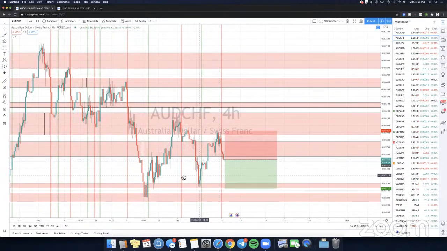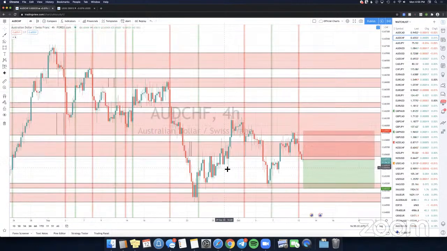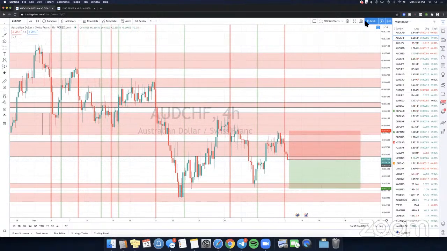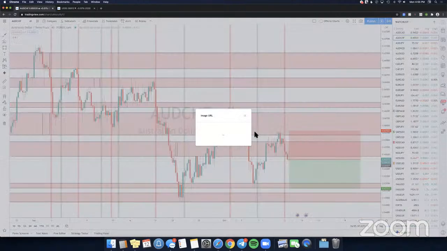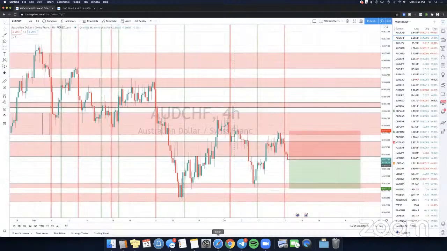So I'm going to call this trade. If you guys aren't in premium, you can copy the trade from here. However, I'm going to post the exact parameters to the premium.